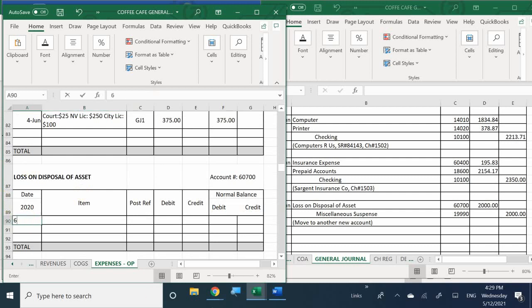Once again, I'm going to indicate the date. And this time, instead of saying moving it into here, I can just say this was the loss I incurred on sale, loss on sale of furniture.